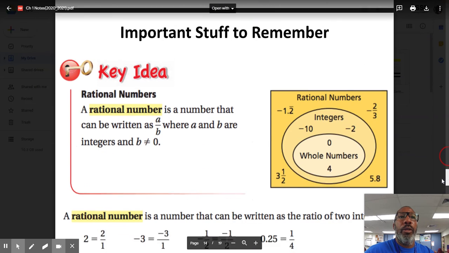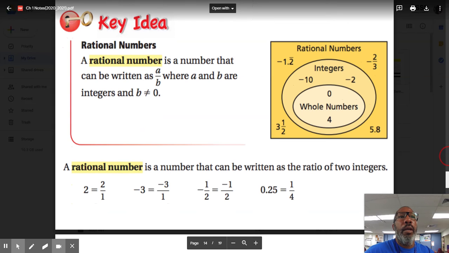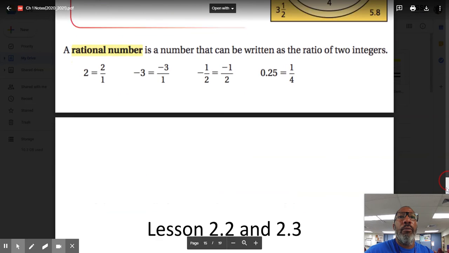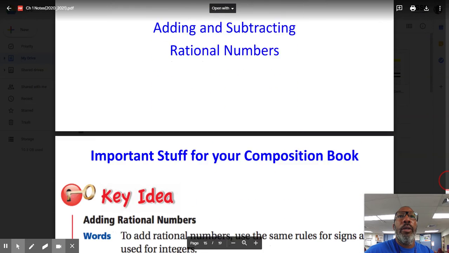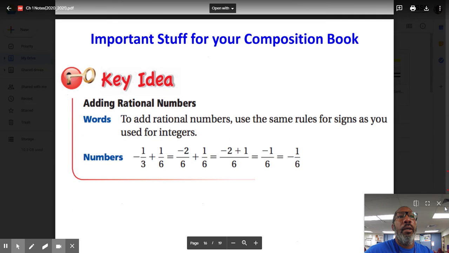And for chapter 2, rational numbers, just remember you can write them as a ratio. And remember that the negative sign can be in the numerator, in the denominator, or it can be right next to the rational number. So lessons 2.2 and 2.3, adding and subtracting rational numbers. The important stuff to remember is you use the same rules that you did when you added and subtracted integers from chapter 1, right? That's the same rules.